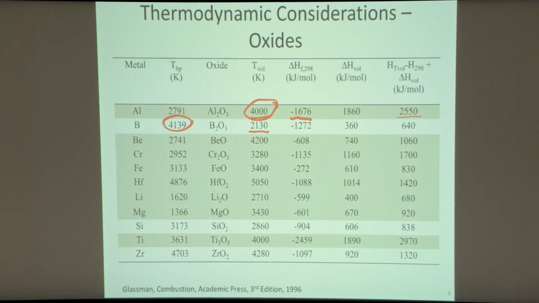If I go down further, all the ones that are in tan are basically going to typically vaporize and burn in the vapor state, and those that have no shading will be burning heterogeneously. Okay, and if you go over to the right and compare the energy that's been released here to what is necessary to completely decompose the oxide and raise it up to the temperature, you'll see that many of them are going to have limiting flame temperatures as well. So let me show you this in a little bit more graphical form.